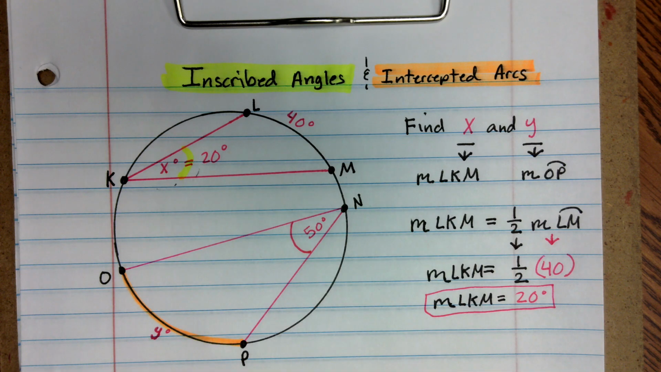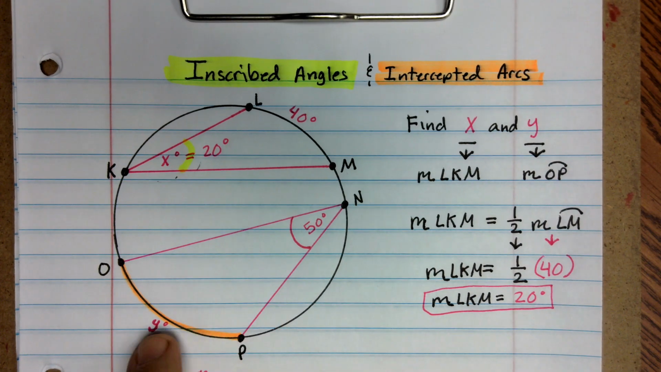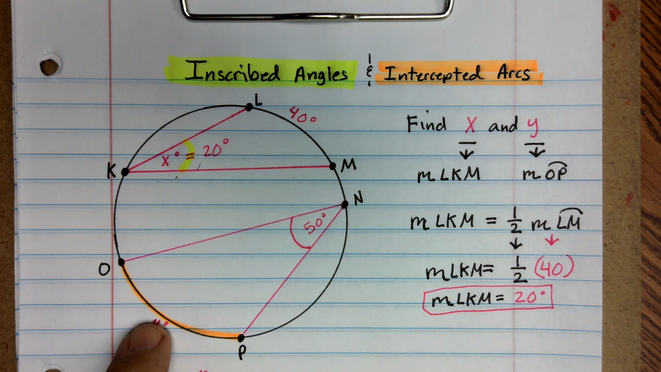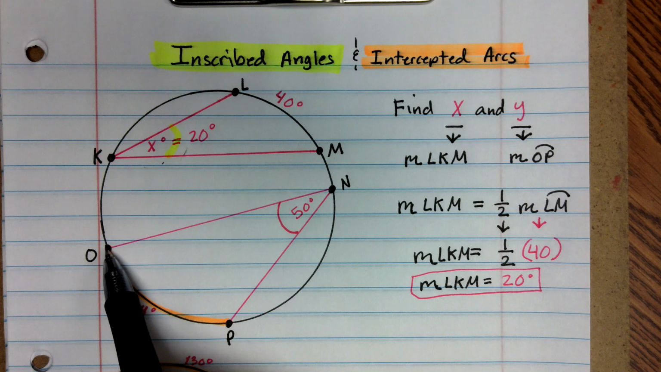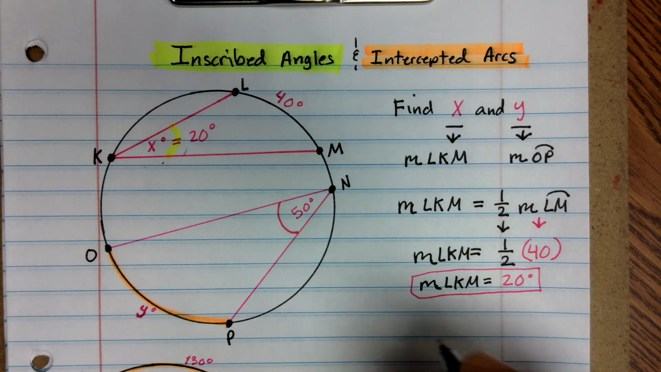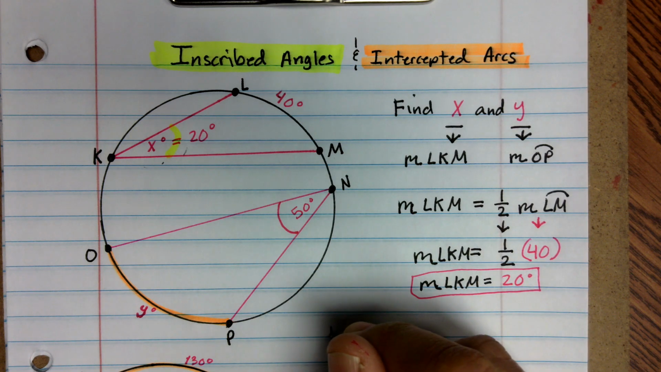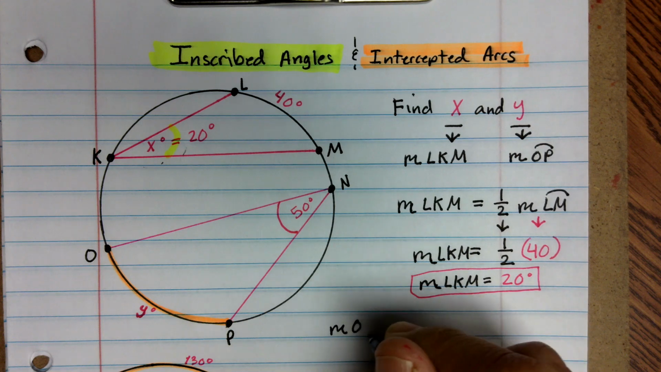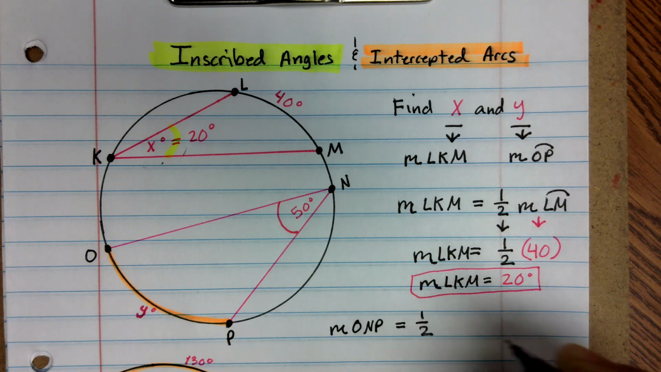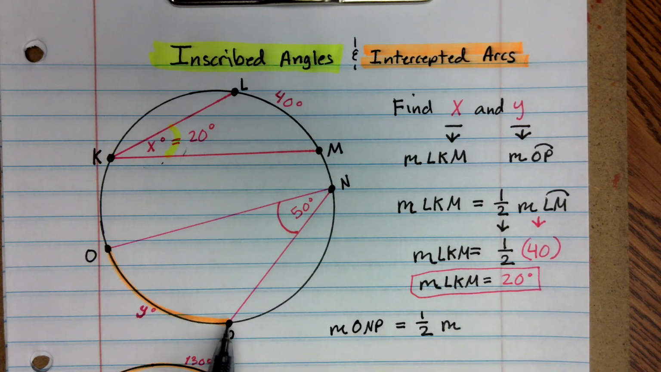Now I'm going to go ahead and use the formula once again, just so you can see how it's used, and we're going to solve this bottom portion. Right here, we're going to solve for y. So now we're given an inscribed angle, but we're going to be solving for the intercepted arc's measure. All right, so now I'm dealing with this angle right here. So I have ONP. So I'm going to put right here the measure of ONP is equal to 1/2 the measure of my arc, which is going to be OP.